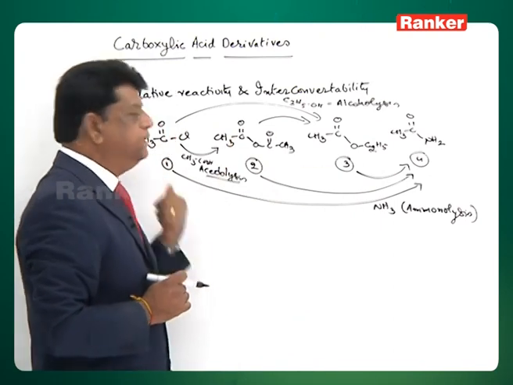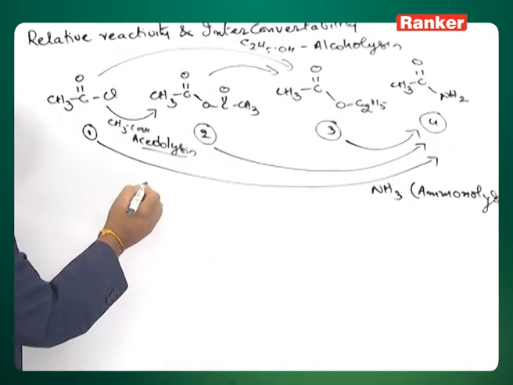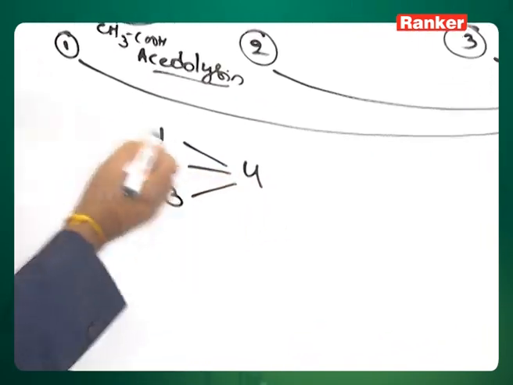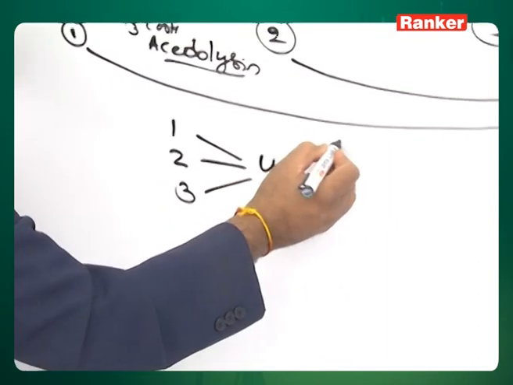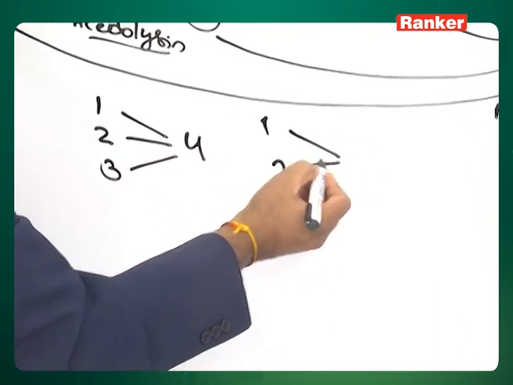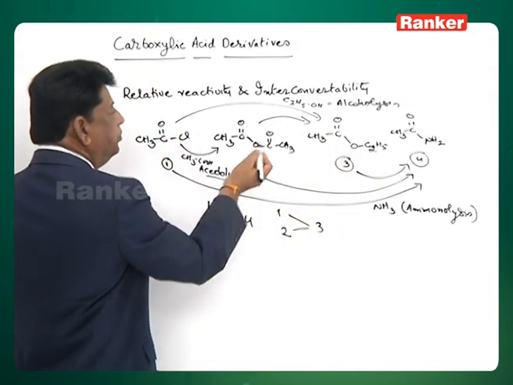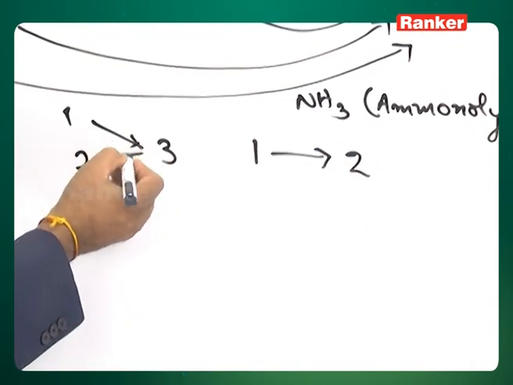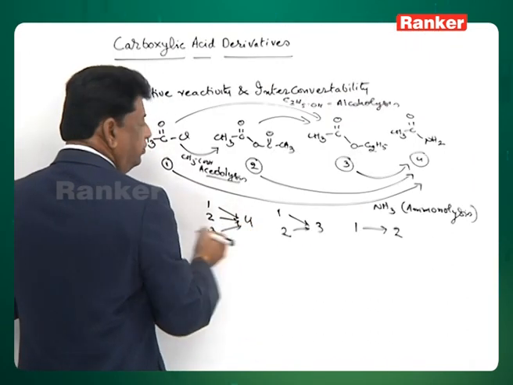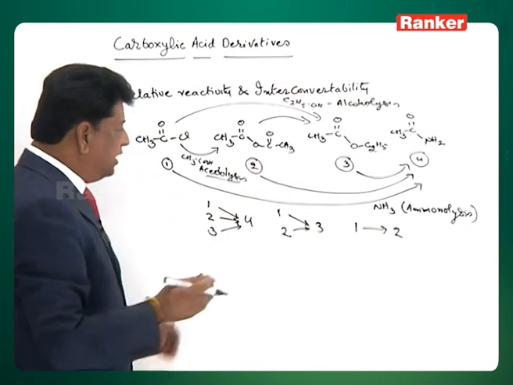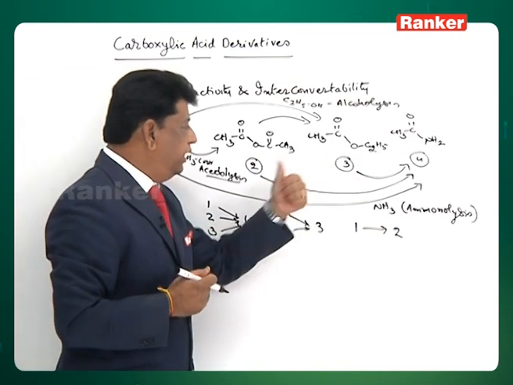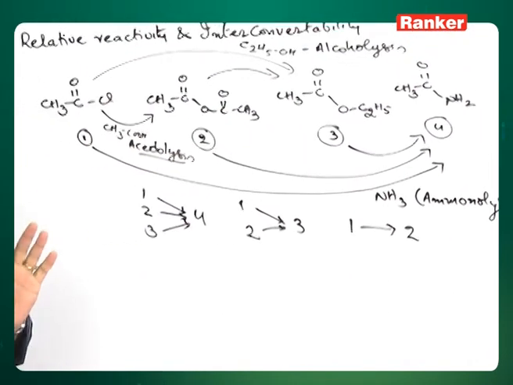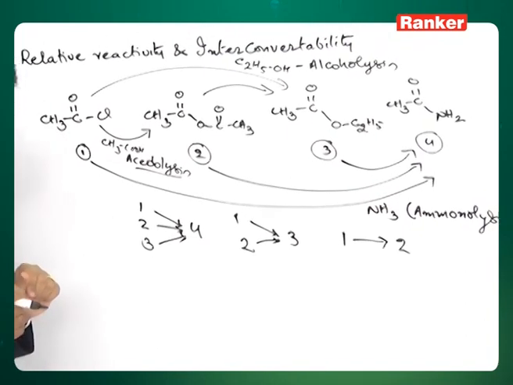Now, vice versa is not possible, isn't it? So you can claim like this, 1, 2, 3 readily convert into 4, by ammonolysis. 1 and 2 convert readily into 3 by alcoholysis. 1 can be converted into 2 by adding the acid. So these 3 conversions are spontaneous. The reverse reactions, that is 4 to 3, or 3 to 2, or 3 to 1, are not possible reactions, or otherwise you can say not favorable reactions.